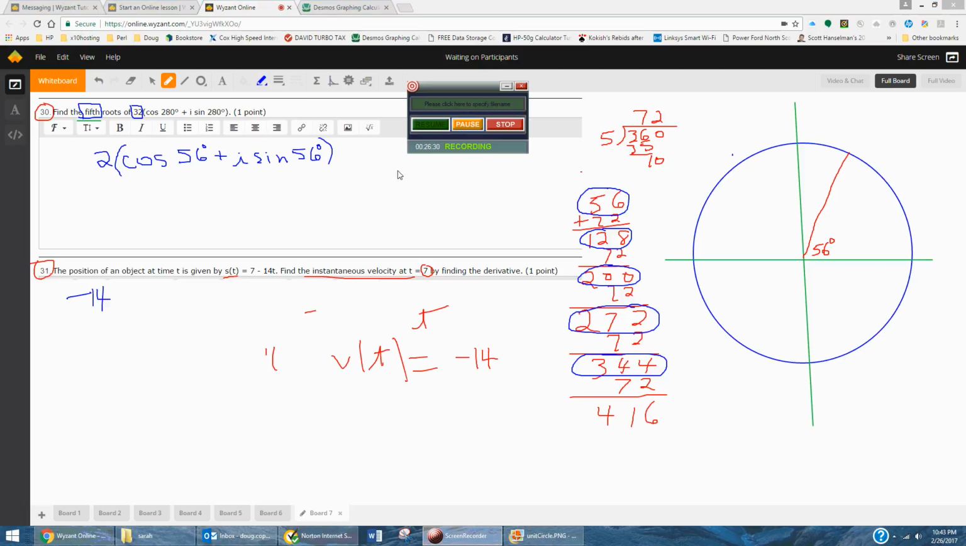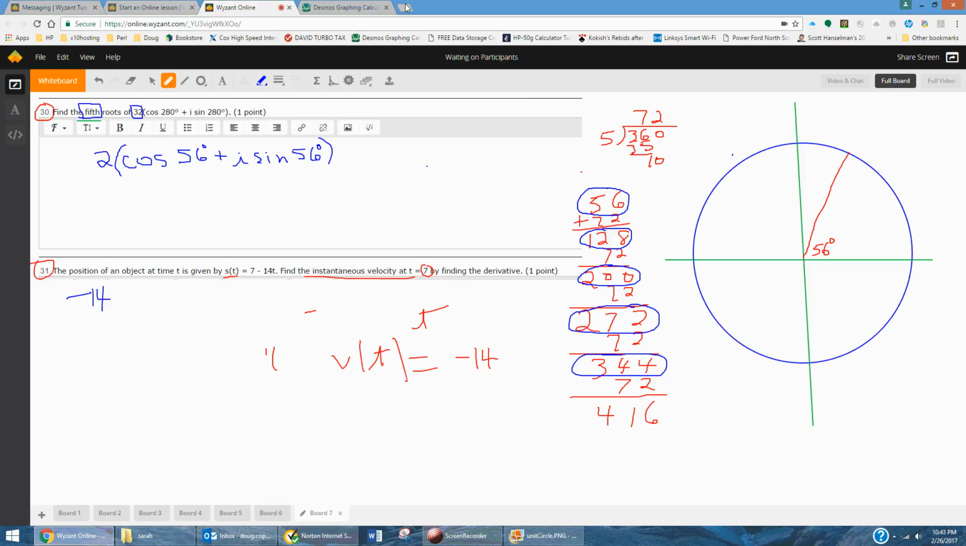Okay, Sarah, I wanted to write some of this down instead of having you watch me write it down. All right, I said we got the first angle, which is at 56 degrees. And what we want to do is divide this 360 degrees circle into 5 equal parts. So we find out how many pieces, 5 pieces there are on 360 by dividing 360 by 5. There's 72 degrees to each piece.